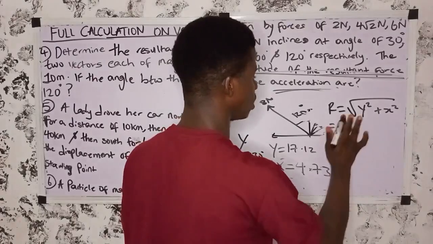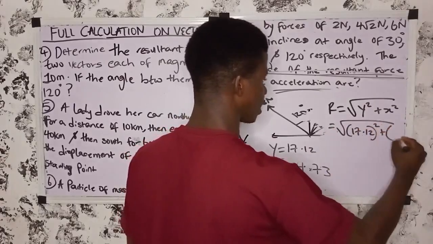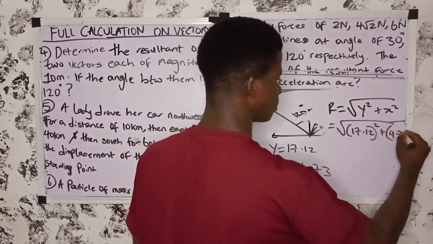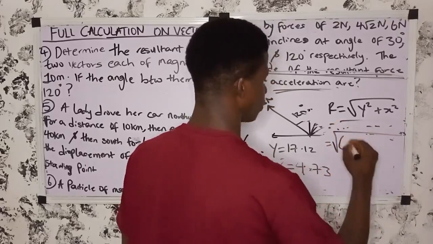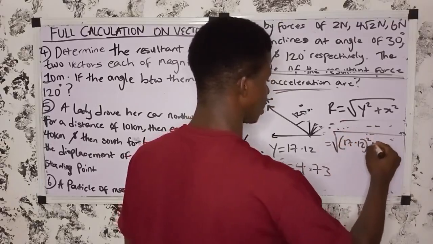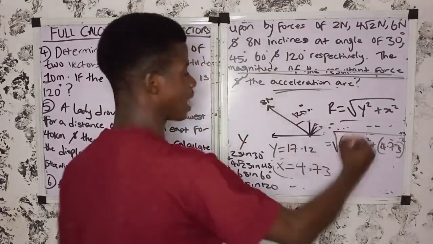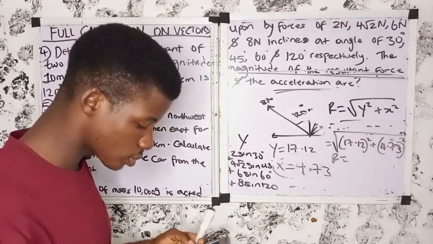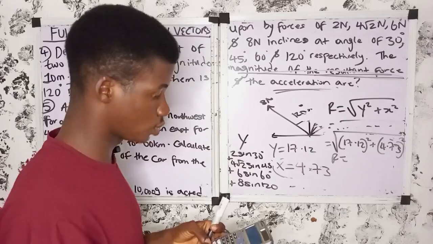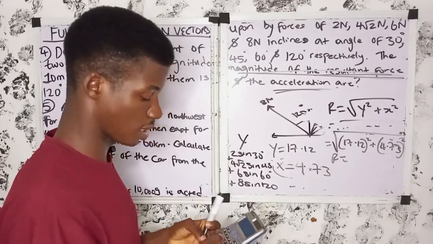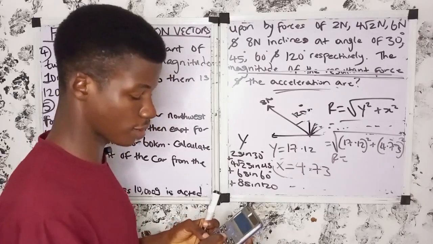So, square root, bracket open, 17.12 all squared, then plus bracket open 4.73 all squared. Now let me add them together. Square root bracket open 17.12 bracket close all squared, then plus bracket open 4.73 bracket close all squared.